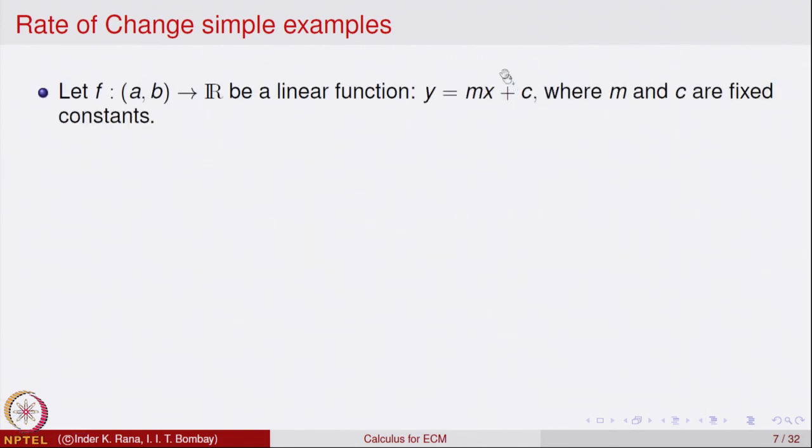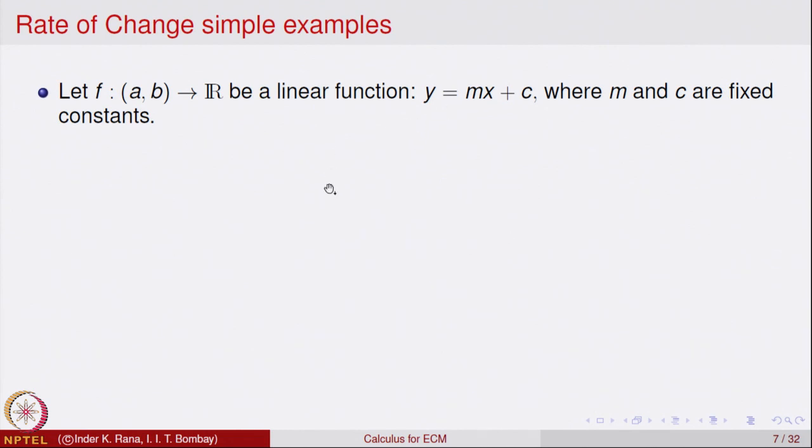So, let us look at a linear function given by y equal to m x plus c, where m and c are fixed constants, right. In a linear function, if you recall, what was m? m was the slope of the line, and c is the y intercept. So, y equal to m x plus c, that is the linear function given to us.